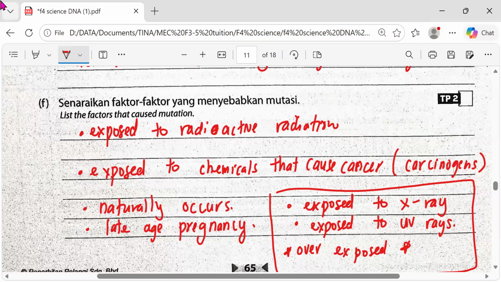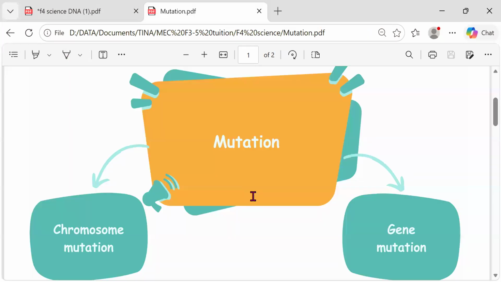Okay, Christopher, do you still have this? Sorry. Okay, take it up. This one is the previous paper. Can you go to the page that says mutation? This page. It's somewhere in the middle.